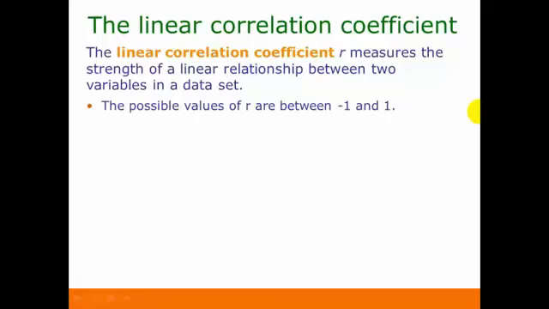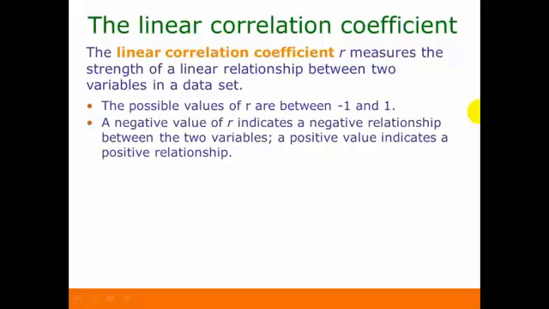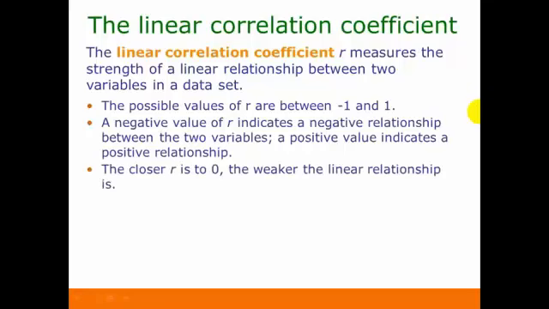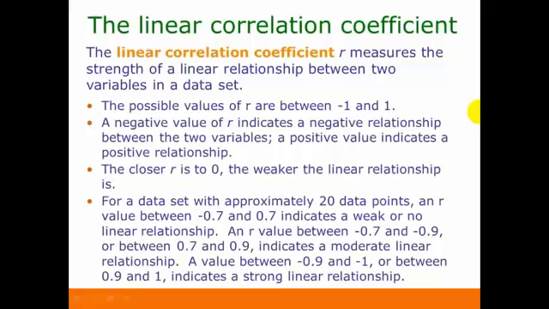So the possible values of R are anything between -1 and +1. A negative value of R indicates a negative relationship between the two variables. A positive value indicates a positive relationship. The closer R is to 0, the weaker the linear relationship is.